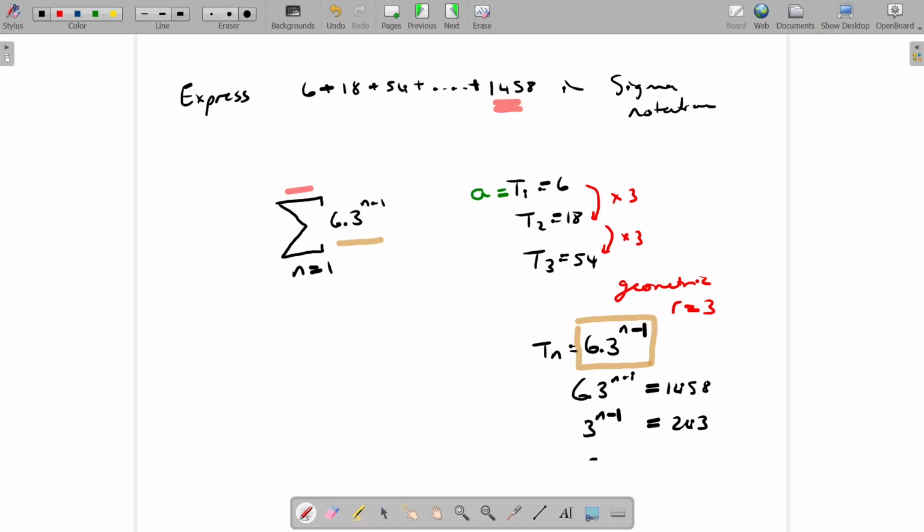We could use logs, but I'm going to choose not to. I know that this is 3 to the power of 5, so therefore n equals 6. So in this case, I now simply write a 6 at the top here, and that is the equivalent way of writing the expression 6 plus 18 plus ... plus 1458 in sigma notation. It was the term type, or the equation of the term, where we start and where we end.